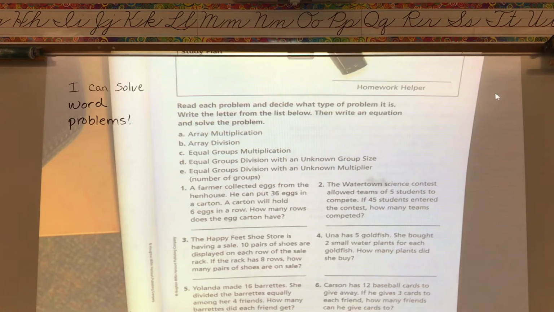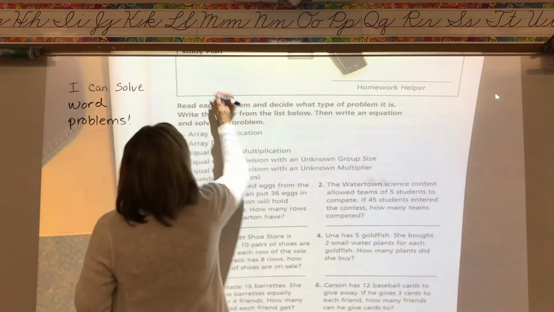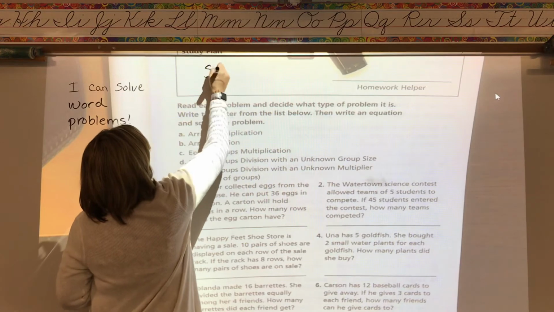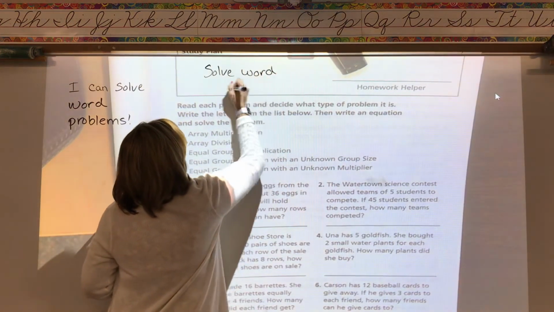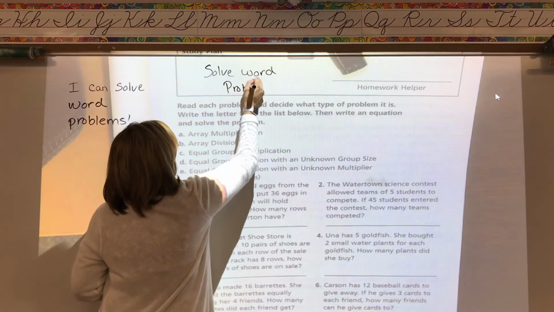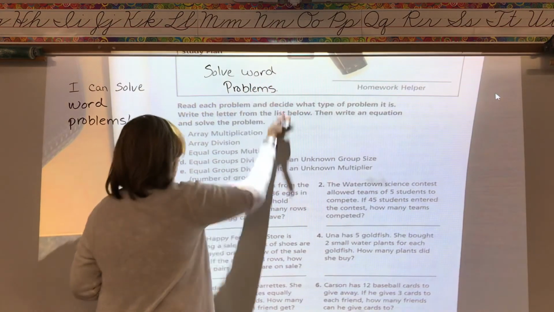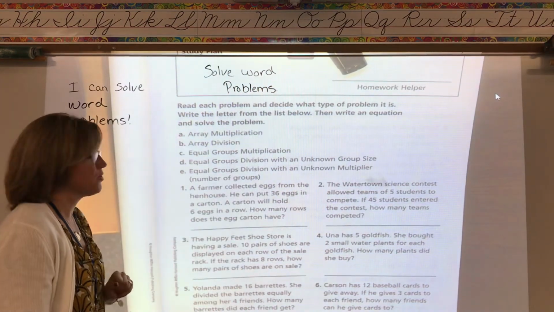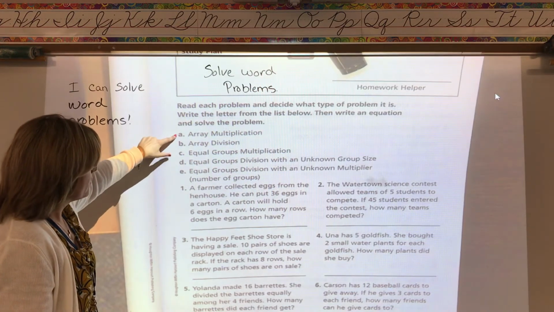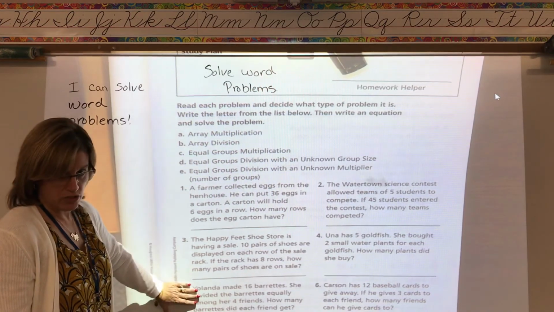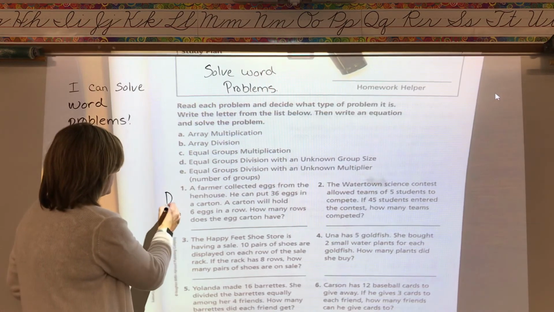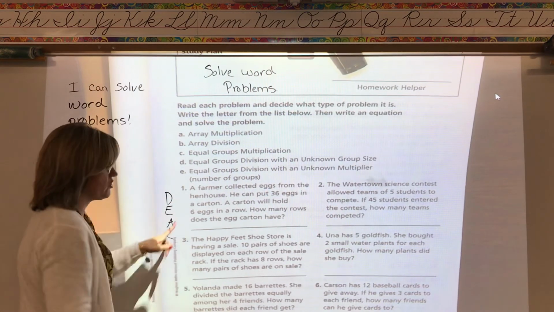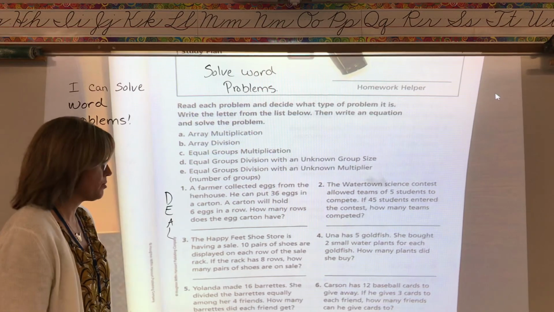And here's our homework page for today. So up here we're going to put solve word problems. And since we've had lots of practice, you should be able to go through and do this on your own. Right up here, these are your choices that you're going to choose down here of how you're going to solve it. Make sure you do drawing, equation, answer, and label for every problem.